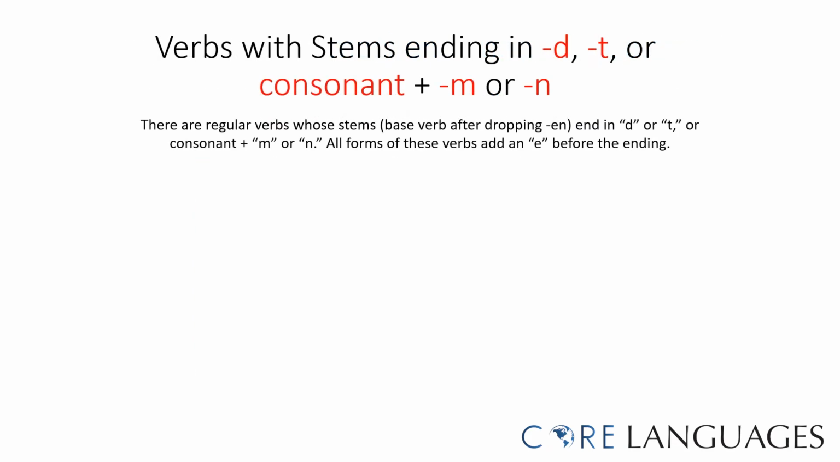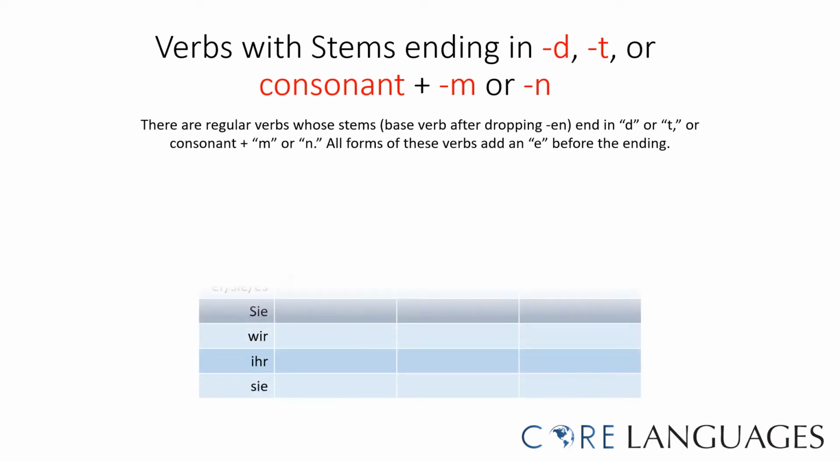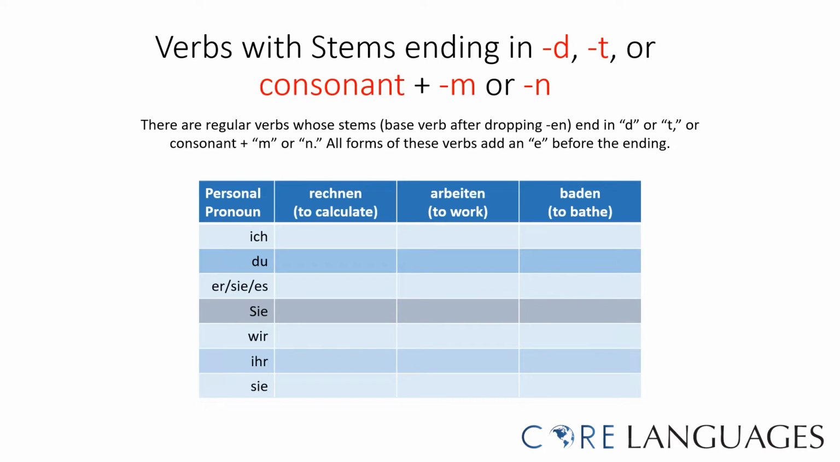There are some regular verbs in German that end on D or T, or they end on a consonant followed by M or N. In those cases, we add an extra E before adding the past tense ending. For example, rechnen, to calculate. Ich rechnete. Du rechnetest. Er, sie, es rechnete. Sie rechneten. Wir rechneten. Ihr rechnetet. Sie rechneten.